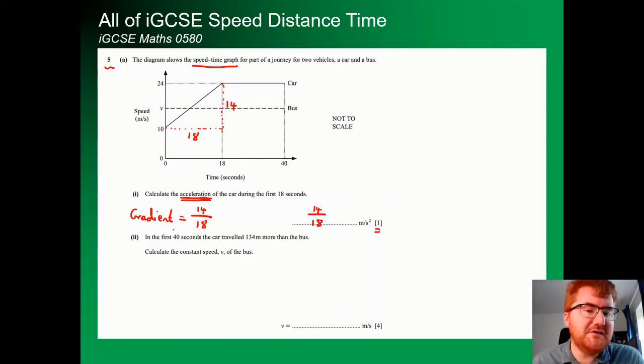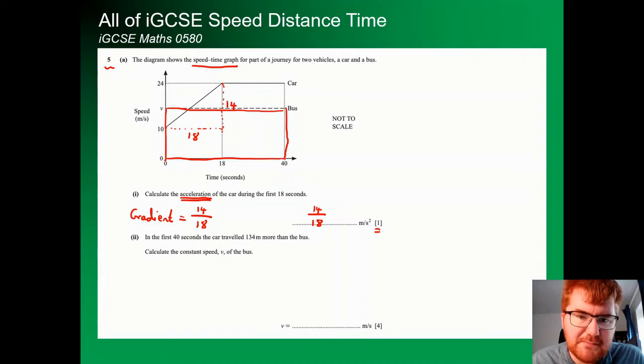On to part 2. So in the first 40 seconds, the car travelled 134 metres more than the bus, and we want to work out the constant speed v of the bus. So we're going to form an equation here where we want to equal the car distance to the bus distance. So first of all, how far did the bus go? Well, we just need to work out the area of this rectangle. So I just pop this in here.